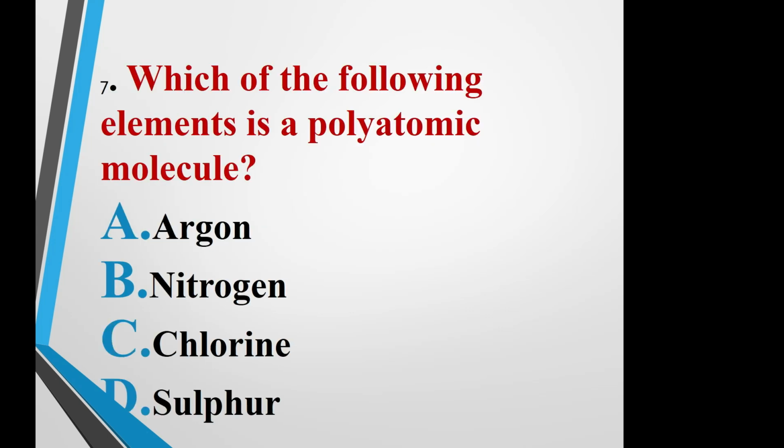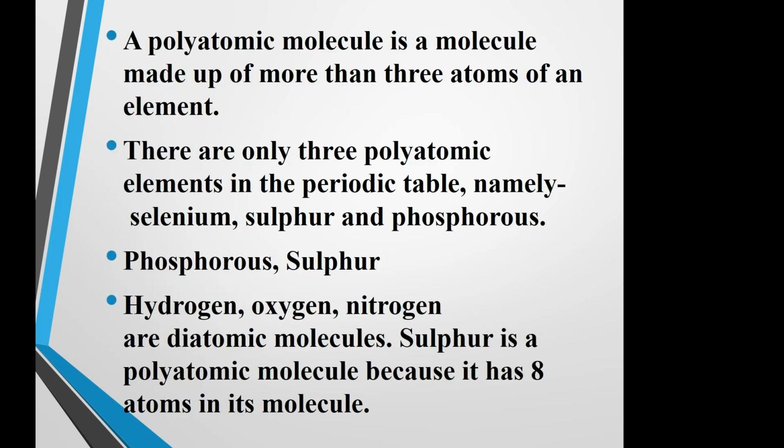Next question, which of the following elements is a polyatomic molecule? Options A argon, B nitrogen, C chlorine, D sulfur. Answer is D sulfur. Sulfur is the element which is a polyatomic molecule. A polyatomic molecule is a molecule which is made up of more than 3 atoms of an element.